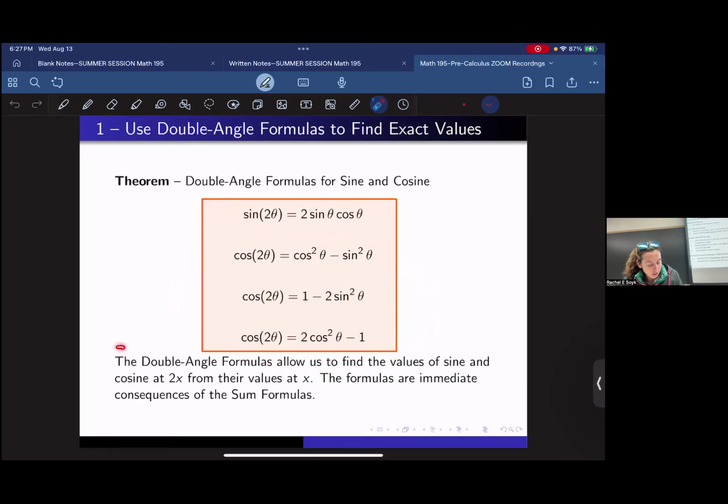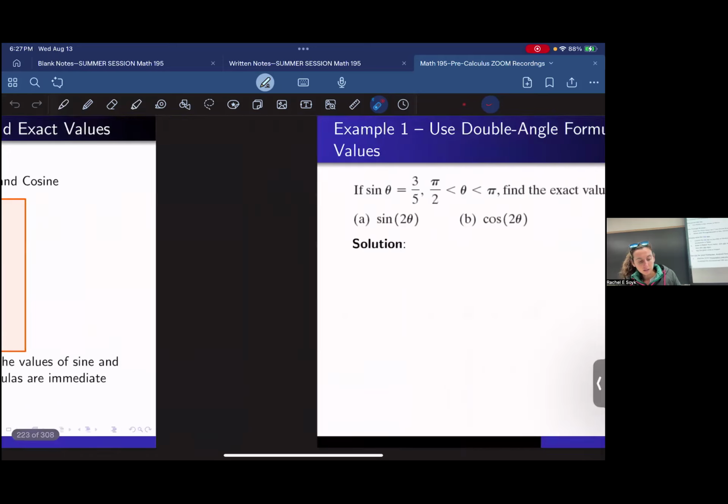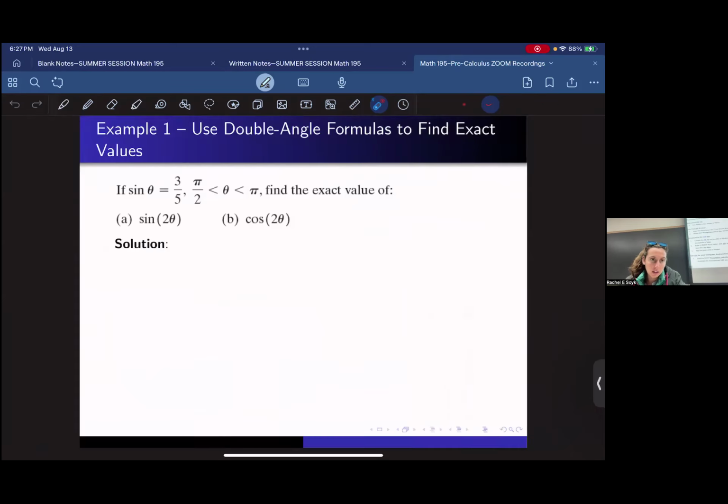Down here, we just have a little comment saying that these formulas give us the opportunity to find values of sine and cosine at 2x from their values at x, aka double angles. And the formulas are immediate consequences of our sum formulas that we tackled in our past lesson. So let's jump into it and look at our example one.